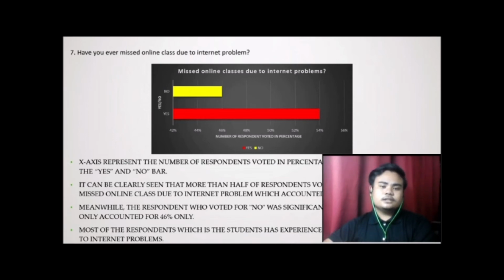For the x-axis, respondents represent the yes or no frequency. It can be clearly seen the number of respondents. It can be said that more than half of the respondents said yes, they have ever missed online class because of internet problem. For conclusion, the majority of students have experienced missing online class because of internet problems.